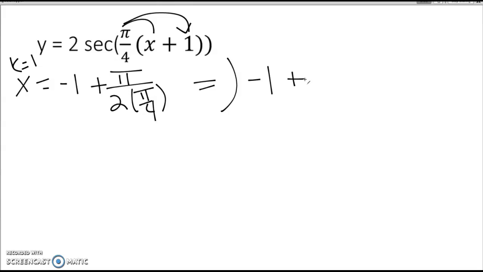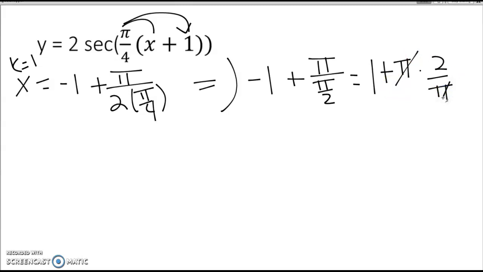we need to do this calculation though. So 2 times pi over 4 gives me pi over 2. So I get pi over 2 divided by pi over 4, which is pi times 4 over pi, and the pi crosses out, so this is 2. So x is equal to negative 1 plus 2, which is 1. So when k is 1, x is equal to 1.